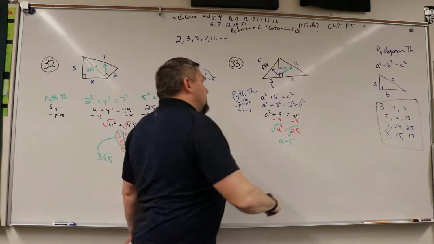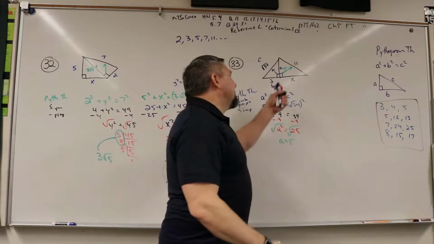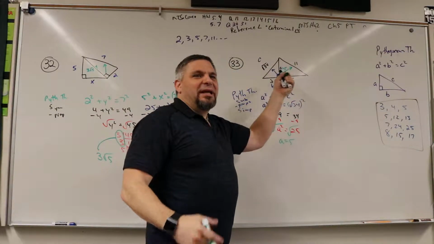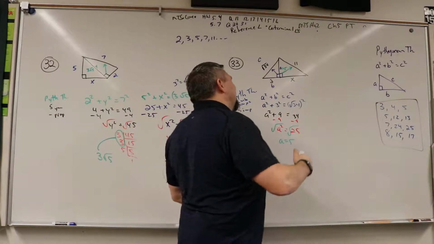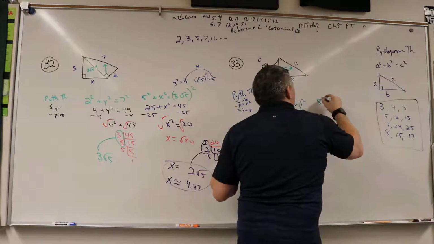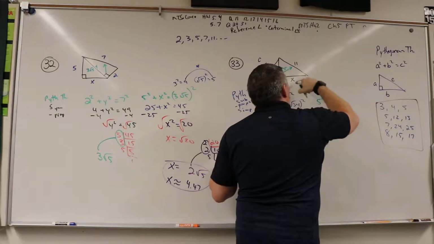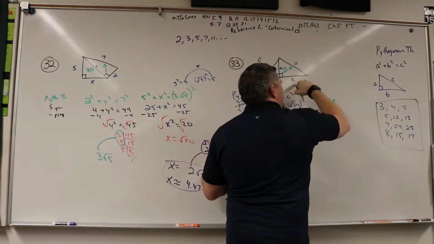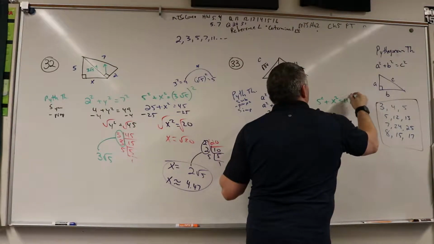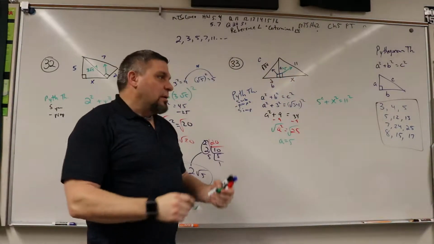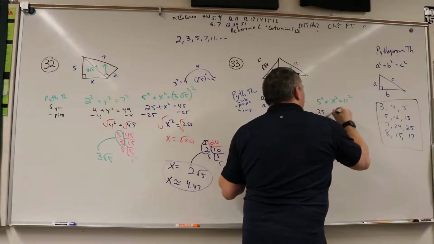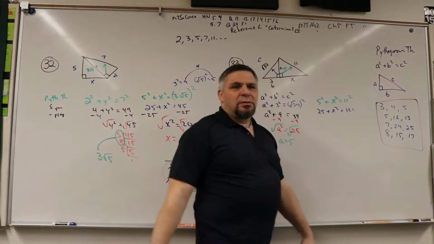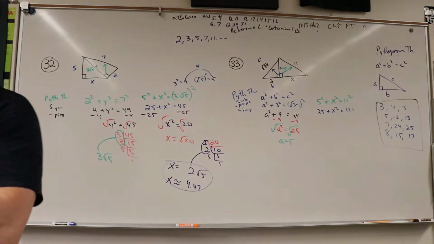So, A squared. We just said A is 5. So 5 squared plus B, I'm going to call it X though, because it wants X, squared is equal to 11 squared. All right, what's 5 squared? 25. What is 11 squared? 121. Yeah, of course.